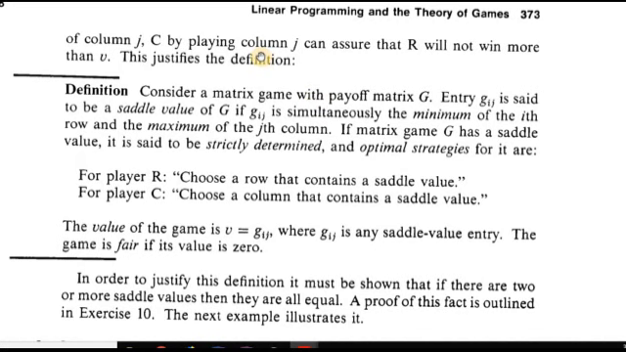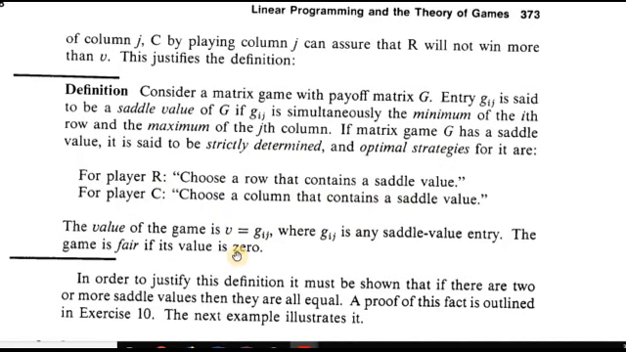All right. So to summarize, let's follow this definition. Consider a matrix game with payoff matrix G. Entry Gij is said to be the saddle value if Gij is simultaneously the minimum of the ith row and the maximum of the jth column. If the matrix G has a saddle value, it's said to be strictly determined. The optimal strategies are: for player R, choose the row that has a saddle value, and for player C, choose a column that has a saddle value. The payoff will be the saddle value entry. And the game is fair if the saddle value entry is 0.